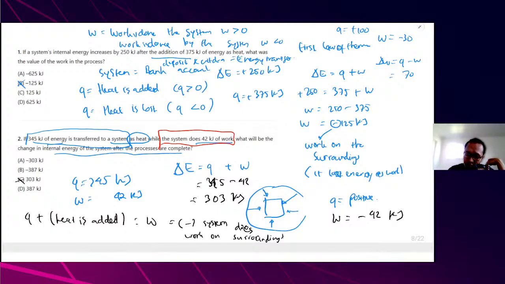So energy left by the system. The system does work. Okay, the system works, so 42.